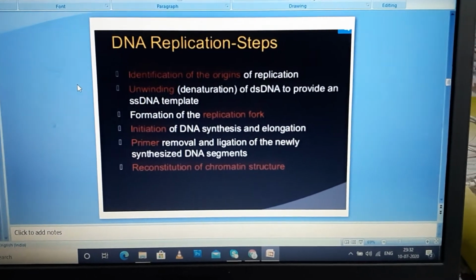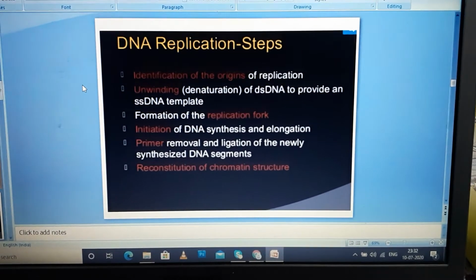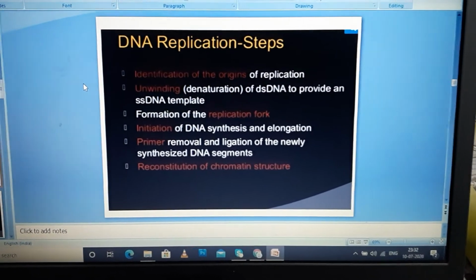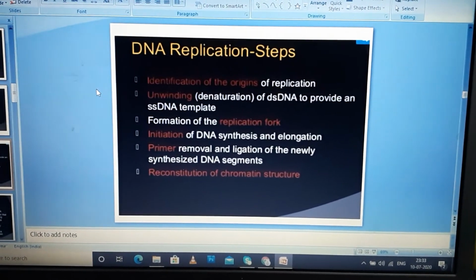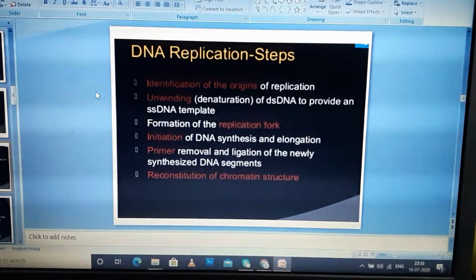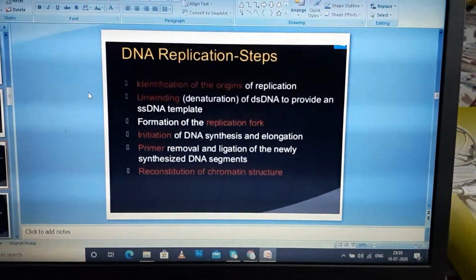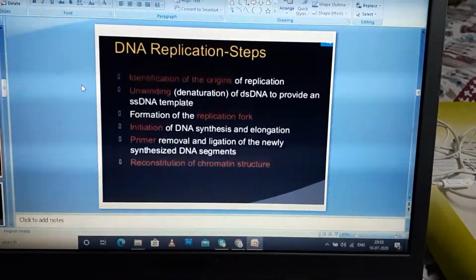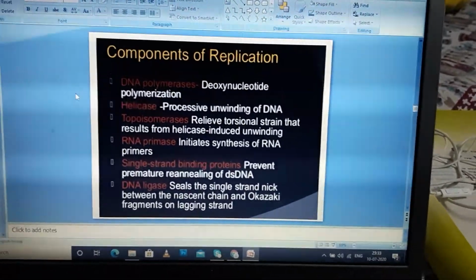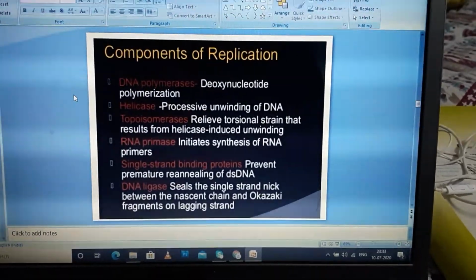You will get to know about it in more detail when we study DNA replication in prokaryotes and eukaryotes. This is just an overview, an introduction to DNA replication. First, we need to introduce DNA replication to ourselves. The replication has the following components.